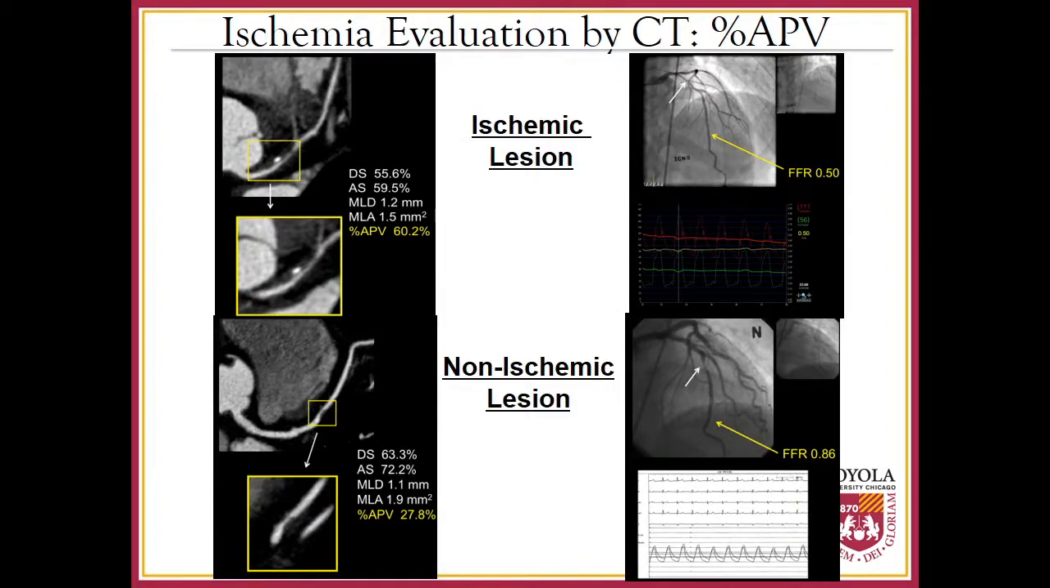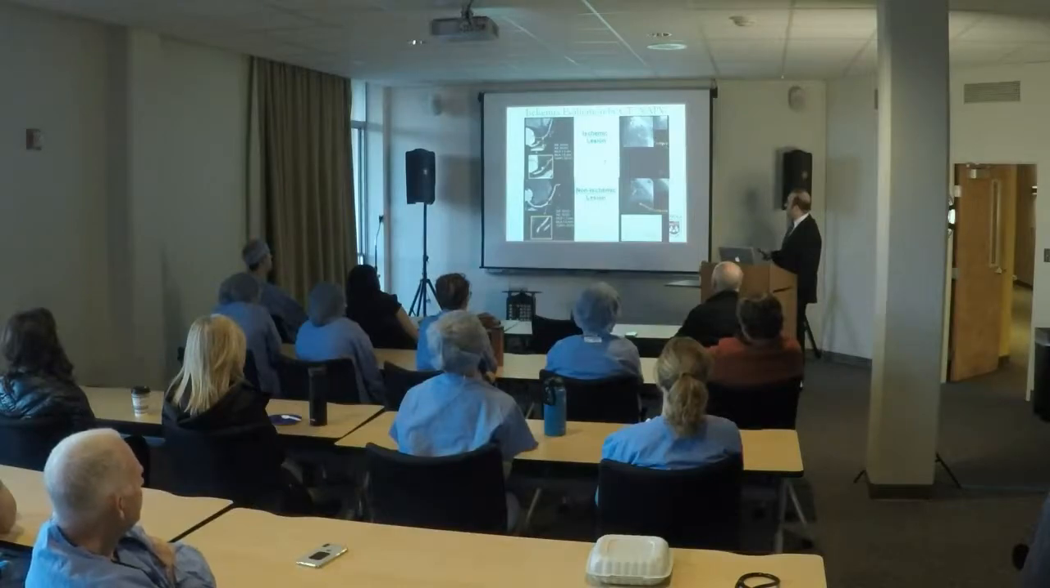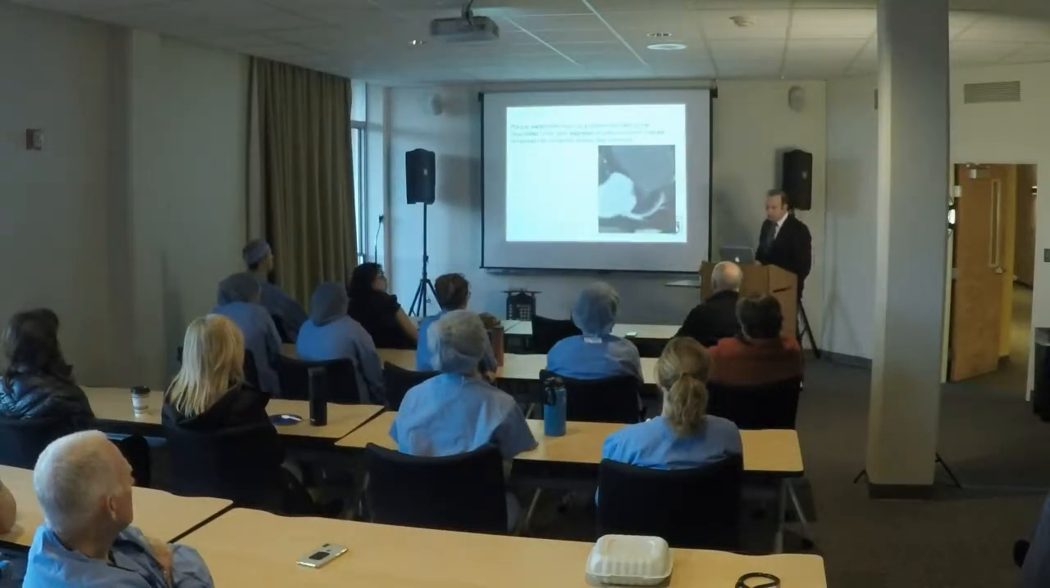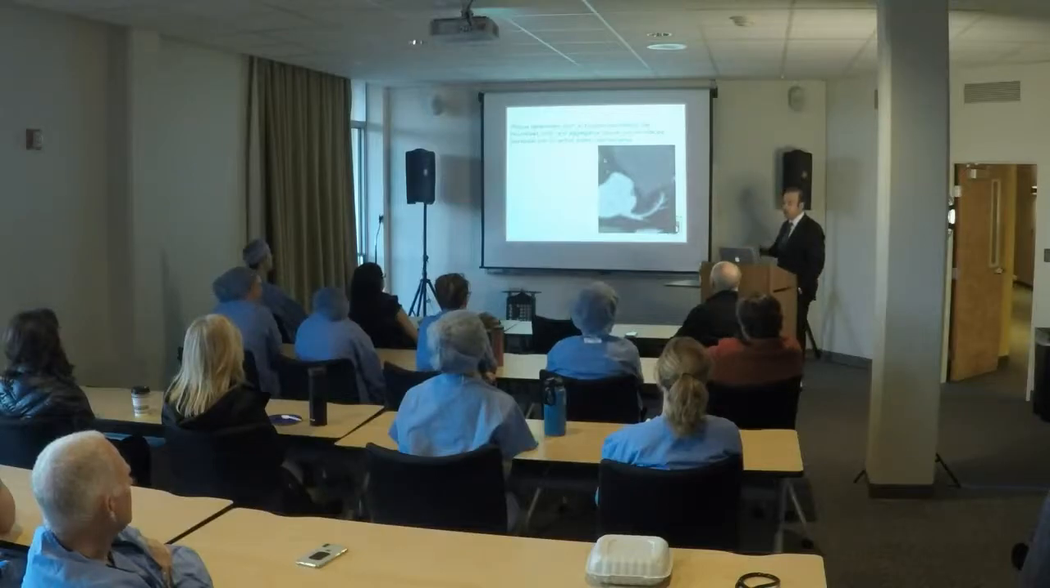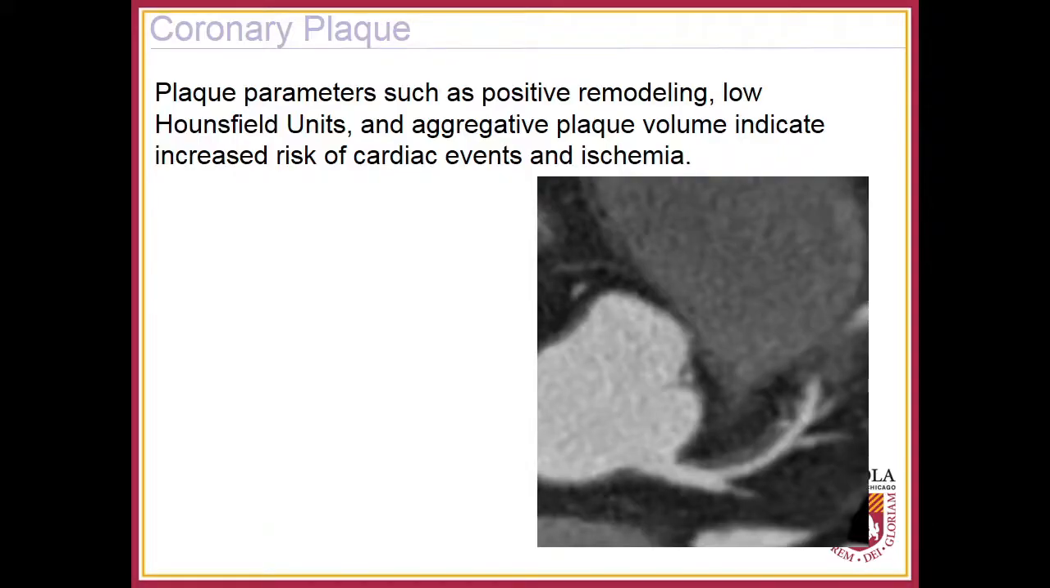So this patient's FFR, an assessment of the ischemic potential of the lesion, was very low, markedly positive, despite having a smaller diameter stenosis but larger plaque burden. So these plaque parameters, such as positive remodeling, low Hounsfield units, and the totality of the burden of disease, indicate both increased risk of cardiac events and ischemia.